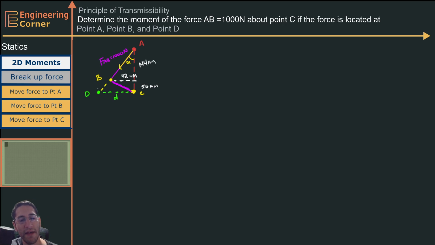In this example, I have this 1000 Newton force that acts in the direction from A to B. And what I want to do is determine the moment that this force produces about point C. If we assume that the force acts at point A, and then we do it again if we assume it acts at point B, and we do it again if we assume it acts at point D. Now, what we should see is as long as we move this force along its line of action, it should have no noticeable effect. The moment that we have at all these points is going to be exactly the same.